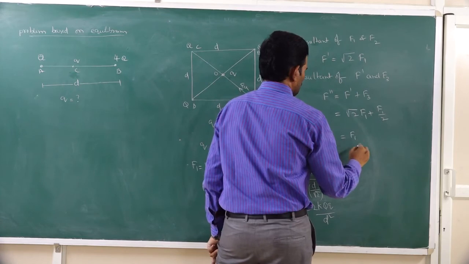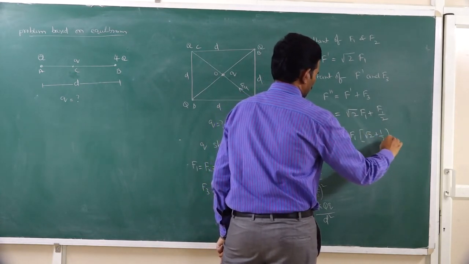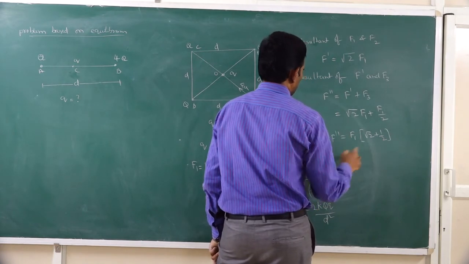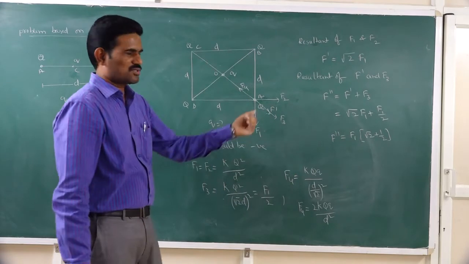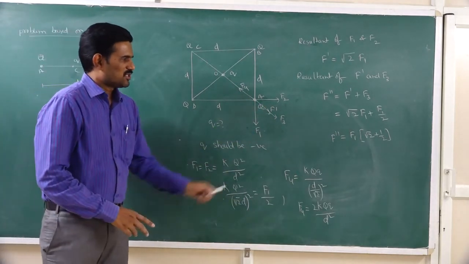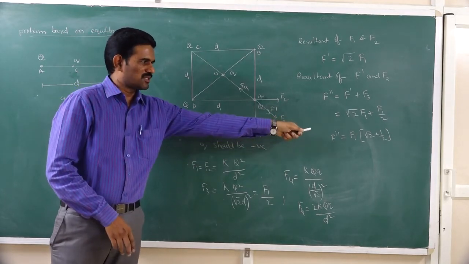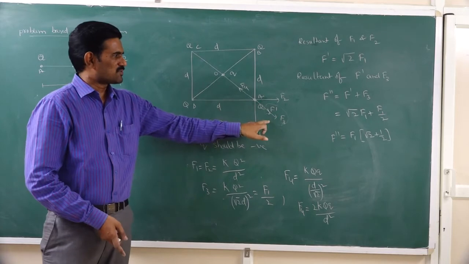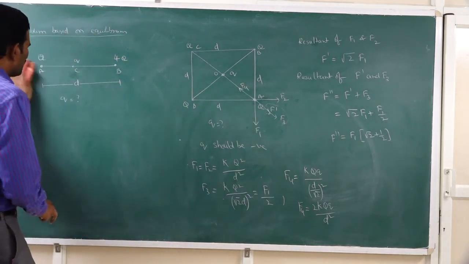And therefore it is F1 into F1 of root 2 plus 1 by 2. In the previous classes we already calculated this. If you remember that, no need of this much calculation, you can directly write that expression. Now we are replacing these two forces with this F double dash. That force must be equal to this F4, so that the entire system will be in equilibrium.